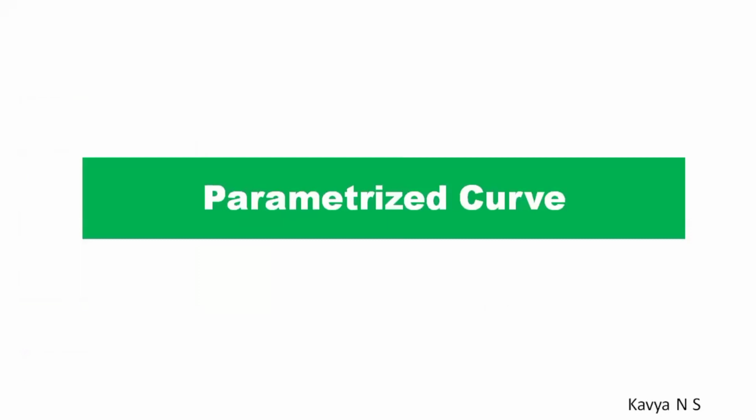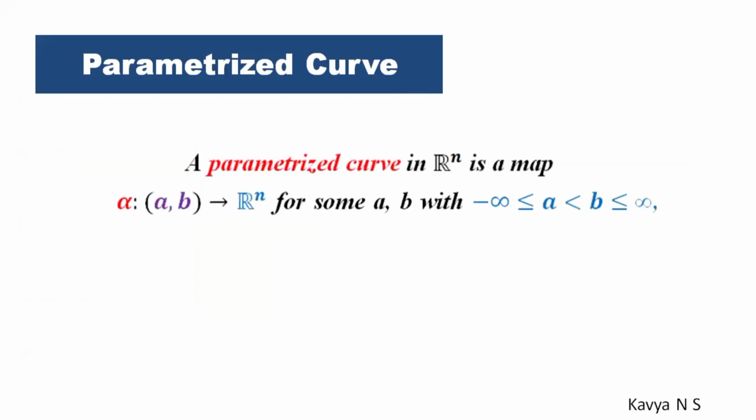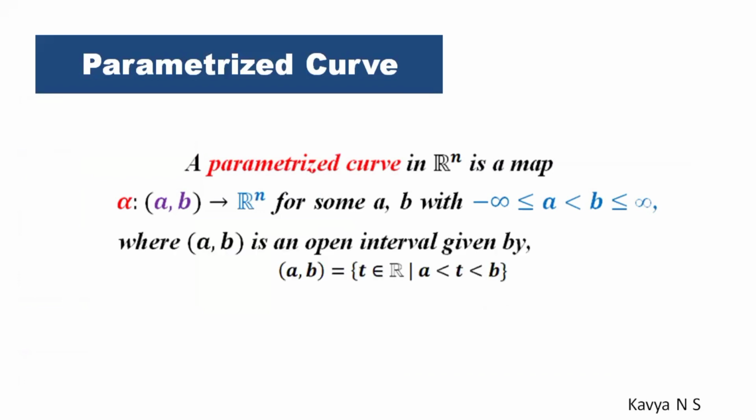Now we shall see what is meant by a parameterized curve. A parameterized curve is a mapping alpha from the open interval (a, b) to Rn for some a, b with minus infinity less than or equal to a less than b less than or equal to infinity, where (a, b) is an open interval, and it is given like this. t is a parameter. In general, a parameterized curve is represented as alpha of t is equal to alpha 1 of t, alpha 2 of t, and so on up to alpha n of t, where alpha 1, alpha 2, and alpha n are the real valued functions of t.